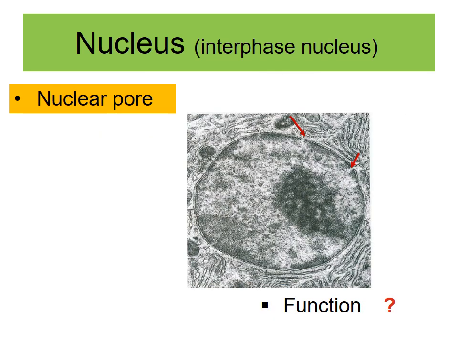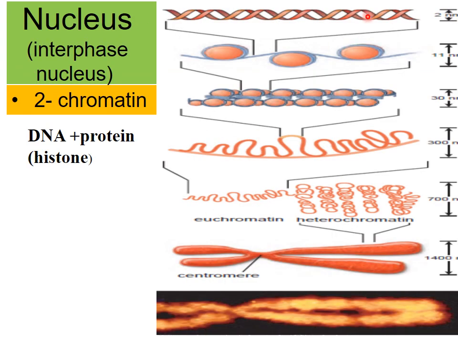What is the function of these nuclear pores? These nuclear pores act as sites of exchange between the cytoplasm and the nucleoplasm. The second structure in the nucleus is the chromatin. What is chromatin? Chromatin is a DNA strand which is wrapped around histone proteins.